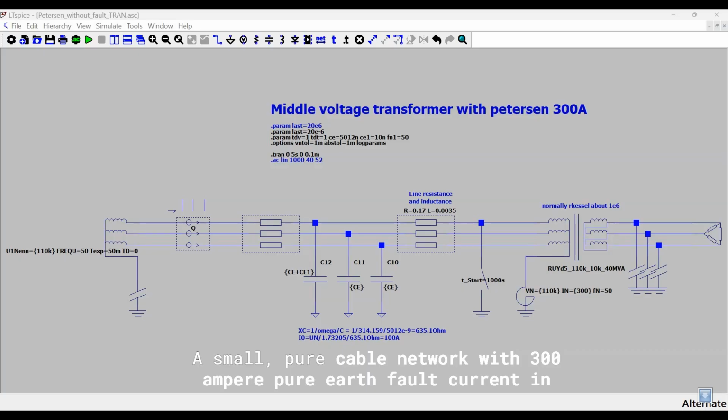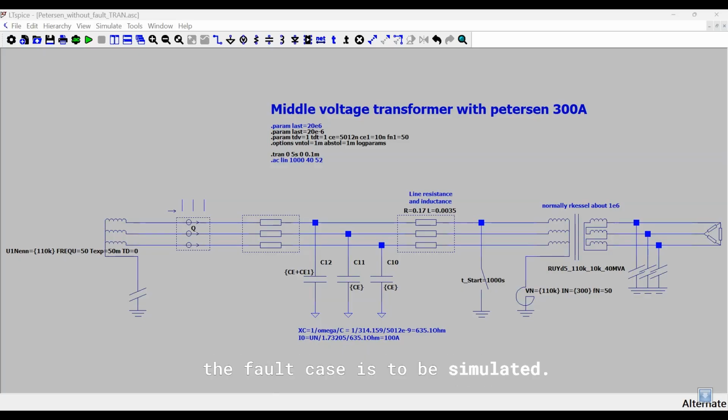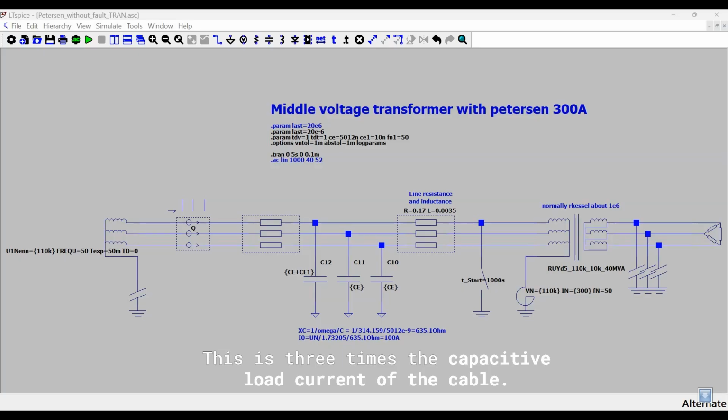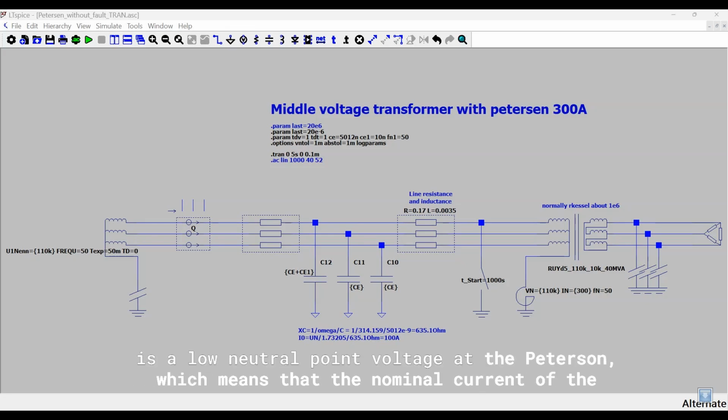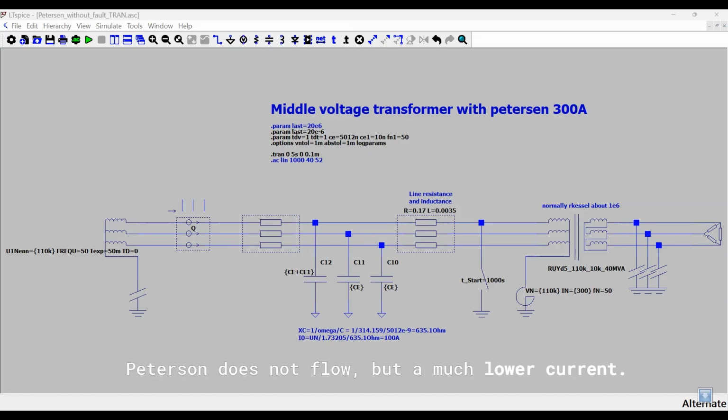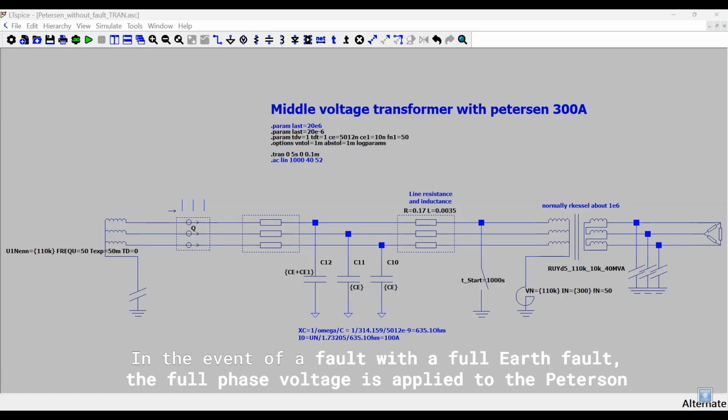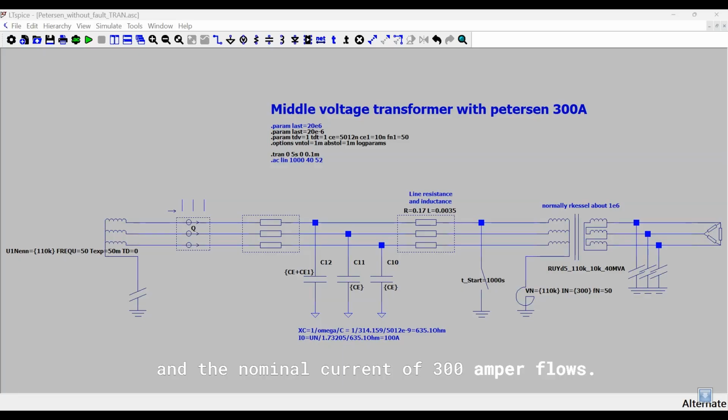A small pure cable network with 300 ampere earth fault current in the fault case is to be simulated. This is 3 times the capacitive load current of the cable. The full earth fault current only occurs in the event of a fault. During normal operation, there is a low neutral point voltage at the Petersen, which means that the nominal current of the Petersen does not flow, but a much lower current. In the event of a fault, with a full earth fault, the full phase voltage is applied to the Petersen, and the nominal current of 300 ampere flows.